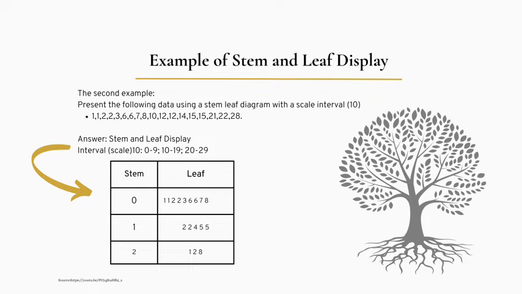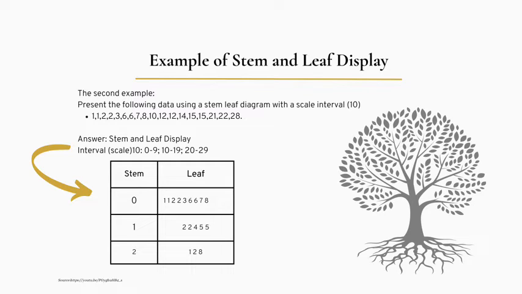The answer is the stem and leaf display. The interval or scale is 10. The scales are from 0 to 9, from 10 to 19, and from 20 to 29. So why is the table going to look like this? Because this is from scale 0 to 9. We see the numbers from the example, so the stem is 0. So the number is supposed to have 0 in front of it, as well as the following numbers. Because it has a number in front of it, it doesn't need to be treated like a single number.